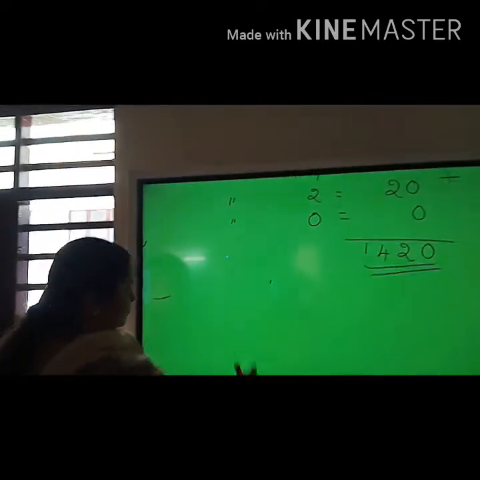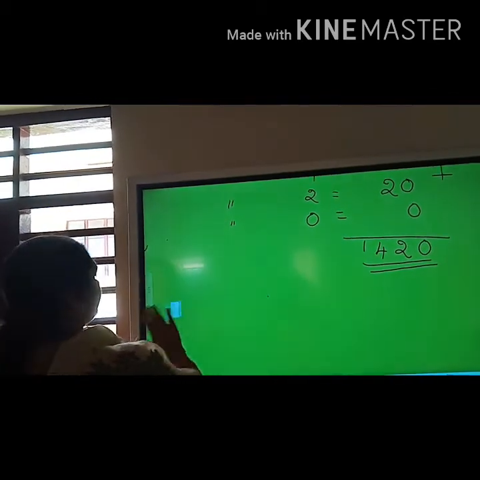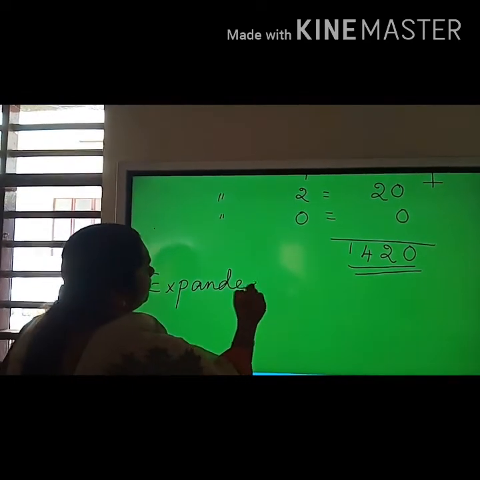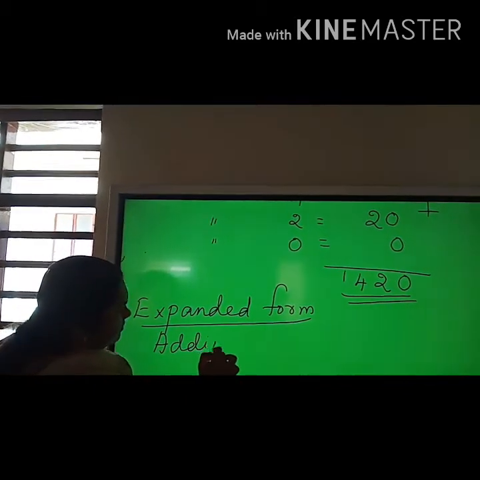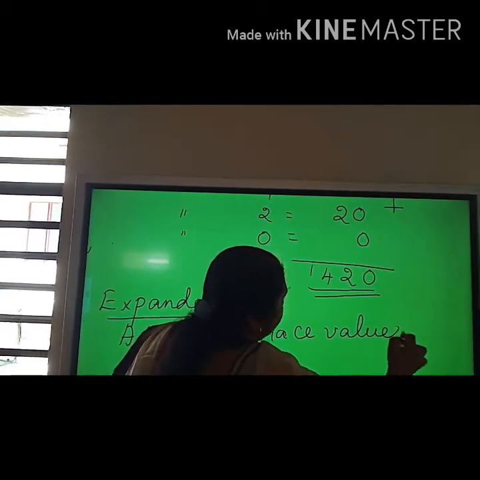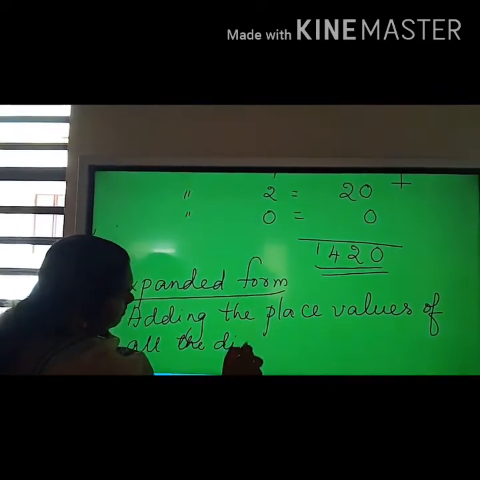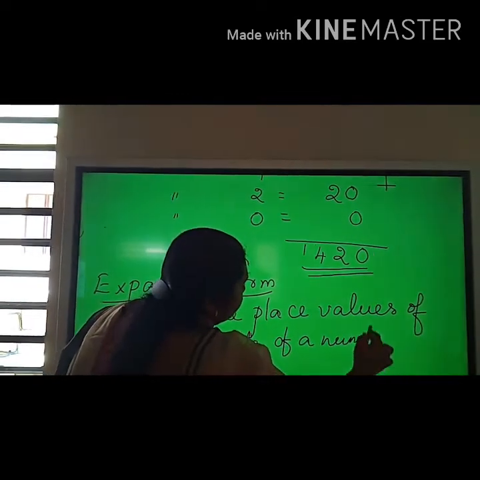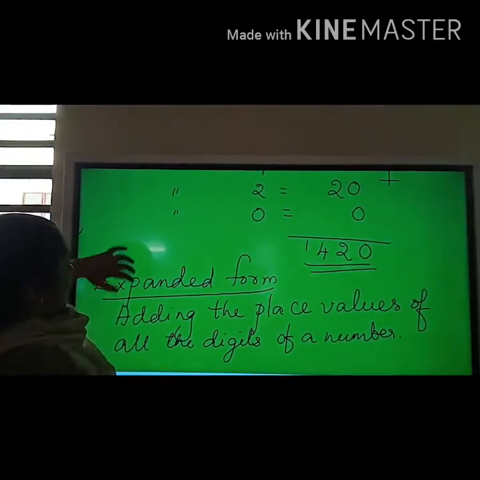Then I will show you. Expanded form. Expanded form is nothing but adding the place values of all the digits of a number. Now one more example I'll show for the same.